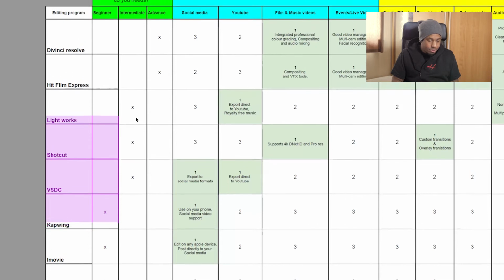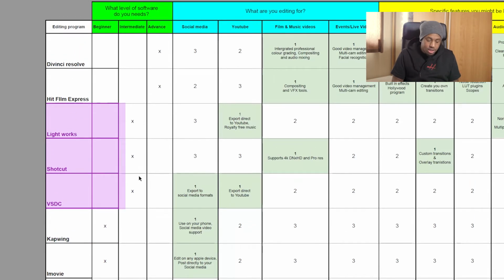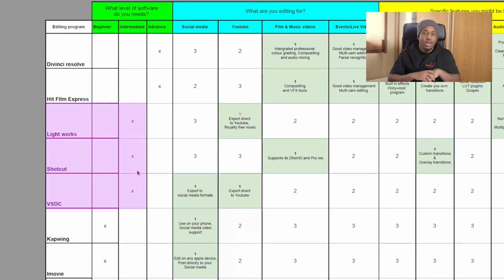And then we have intermediate. These intermediate ones are not just basic ones. They have a little bit more features. You can do a little bit more than just basic edits. You have loads of transitions, effects, titles and things like this. Bells and whistles that make it a bit more attractive. They're not really high-end. They're not professional. I'll say they're not industry standard. Let's say that. Not industry standard.